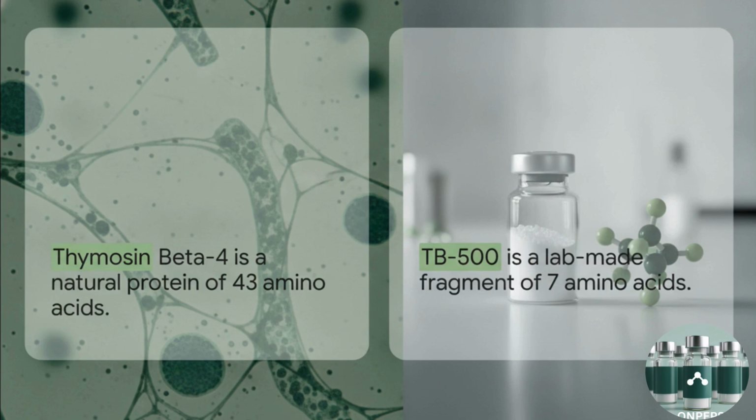Thymosin Beta-4 is a naturally occurring 43 amino acid protein. It's found in nearly every cell in the human body, and it actually carries a pretty substantial history of human trials. TB-500, on the other hand, is a highly specific, lab-made 7 amino acid fragment. Think of it like an exact copy of positions 17 to 23 of that larger protein, specifically the sequence ACLKTEQ.